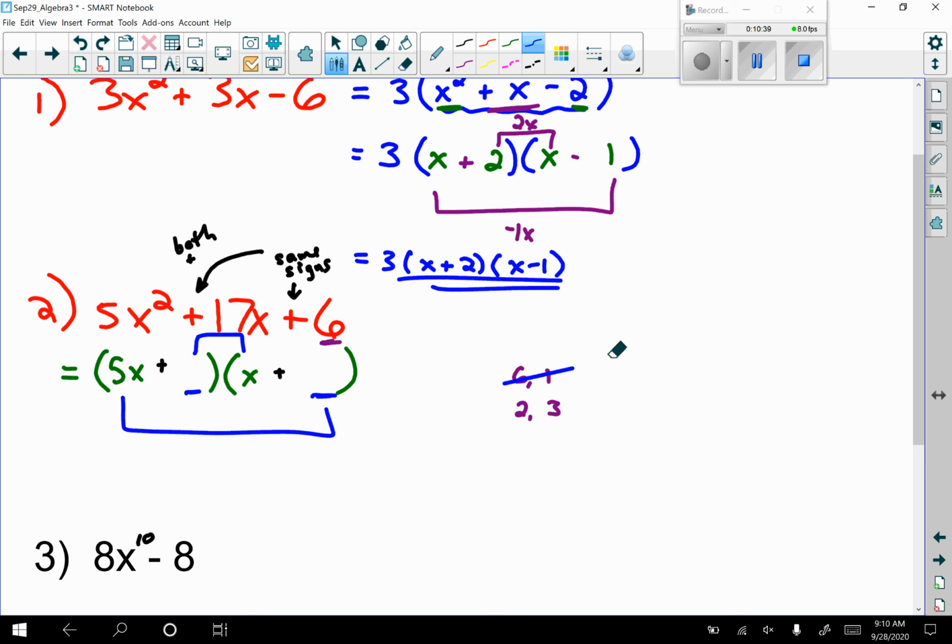Let's try a 2 and a 3, and hopefully you guys can look at these ahead of time. If I put a 3 there, that's a 15x, and then I want to put a 2 there, so that's a 2x, and they're both positive, so 15x and 2x will give me that 17x in the middle. So again, after all of this writing that I have around it, our final answer in factored form is 5x plus 2, and then an x plus 3 in the other set of parentheses.